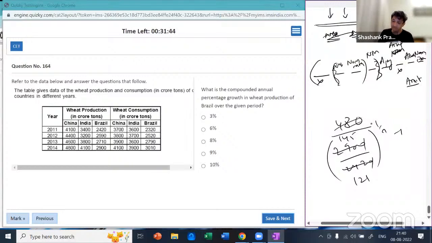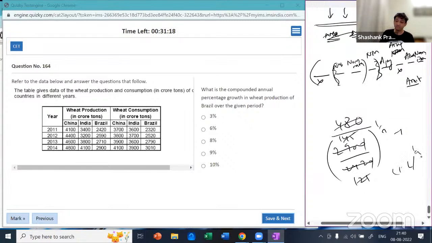145. How do I reduce this? It won't work with 11. I don't know this. What is this? Final value upon initial value raised to 1 by n minus 1. Huh? So Brazil's production is 2000, 2420. Correct. 290, 145, 121. Either I'm making some mistake or this is overly complicated.